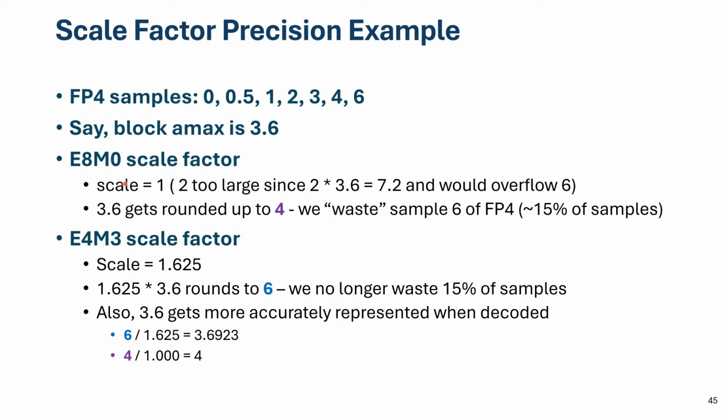If my scale factor was only E8M0, then I took 3.6, multiplied with 1, and rounded it to 4. Then that 4 comes here. Now I have to decode. I have to divide by the scale factor, which was 1. So I still get back 4. So now the error after encoding and decoding is larger. Instead of 3.6, I'm getting 4, whereas before, instead of 3.6, I was getting back 3.7.